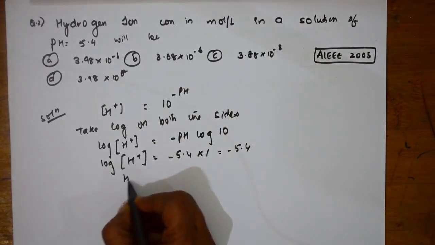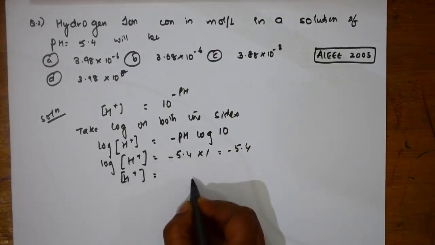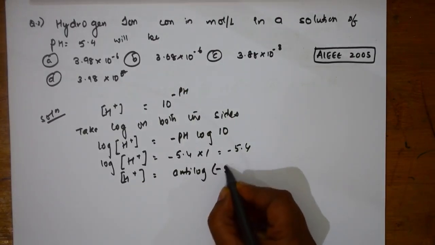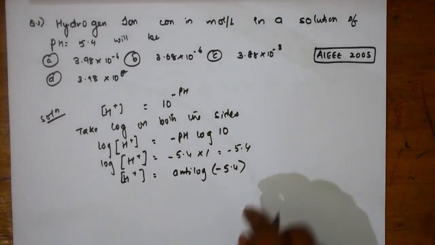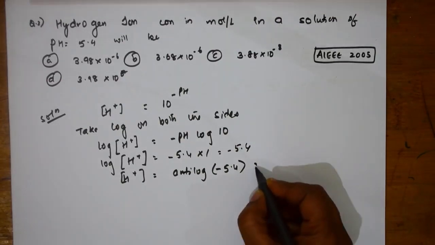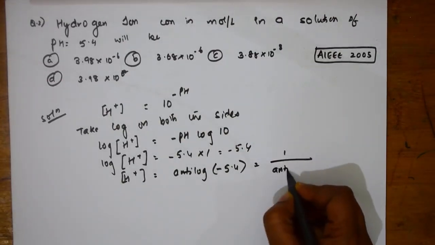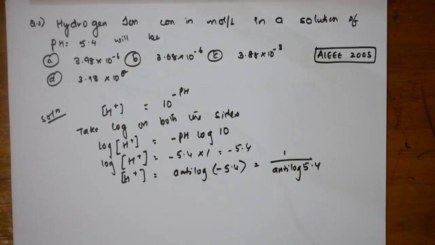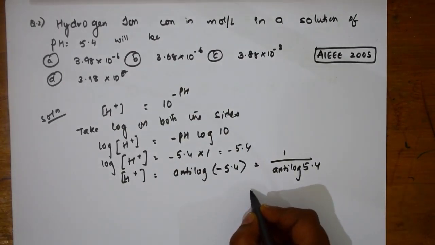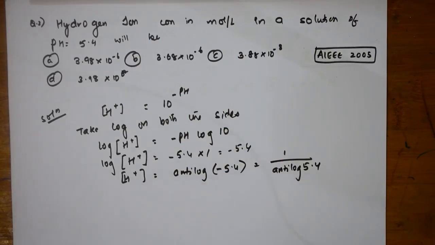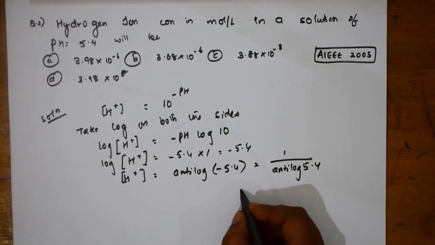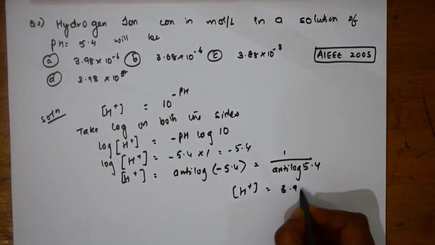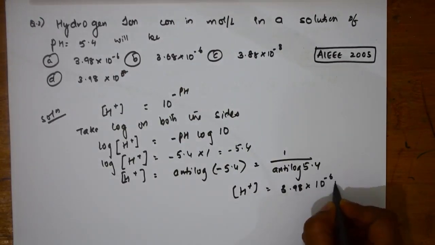So now H plus is equal to anti-log, and when this goes the other way, this becomes anti-log minus 5.4. You can write this as 1 divided by anti-log 5.4. So when I divide this and find the anti-log, which I have already covered in one video on how to find the log and anti-log, you get H plus concentration equal to 3.98 into 10 raised to the minus 6 molar.